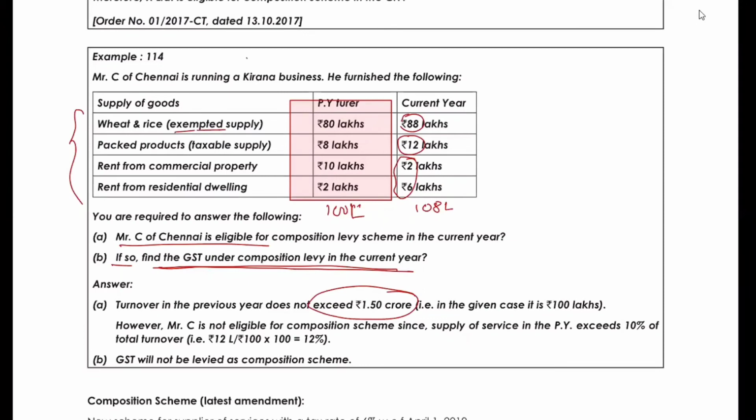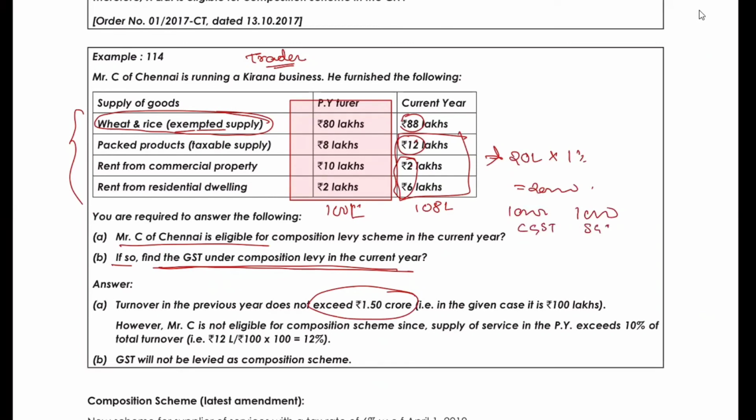Okay, so it is a trader, correct? And in a trader, we know exempted supply is excluded, only taxable supply is taken. So this has to be excluded from the turnover, if I'm correct or not. Yes. So only this will form part of my taxable turnover. So 12 plus 2 is 14, 14 plus 6 is 20, 20 lakh. And the percentage is 1%, which means 20,000, so 10,000 CGST and 10,000 SGST. Correct or not? Have they done the calculation?